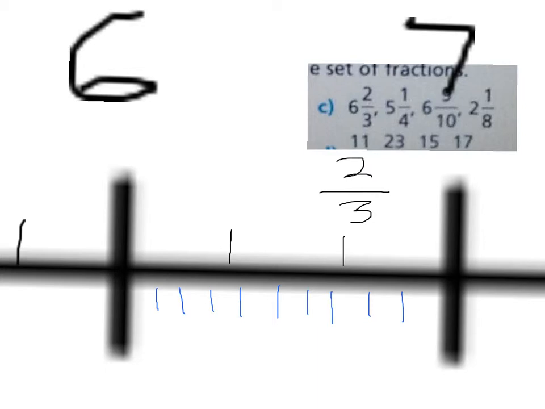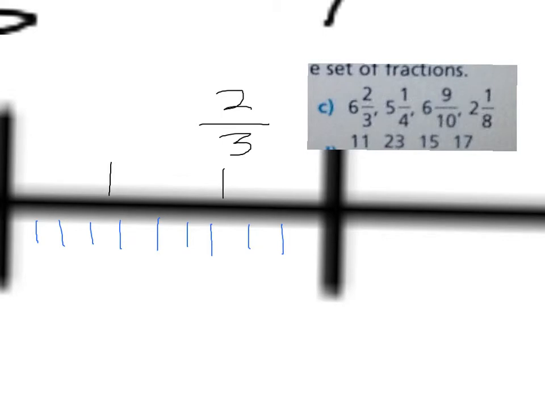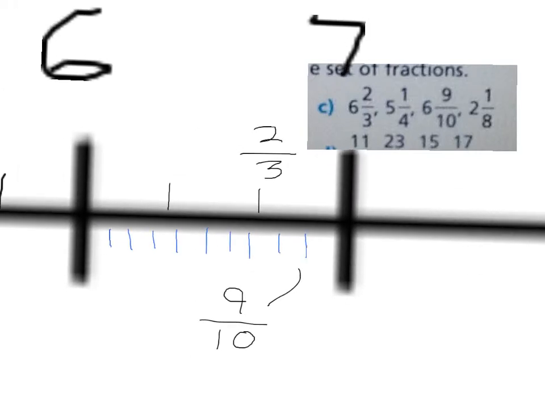Okay, and 9/10 should be, we just count 9 of these, so 9/10 would be right about there. That's my 9/10. So 9/10 is a little bit bigger than 2/3. So let's just zoom back out and look at the whole thing. Now we've done all our labeling. We should be able to compare these and put them in order.